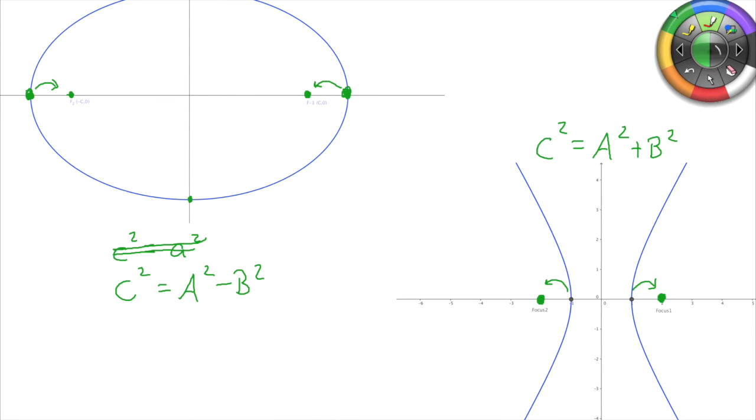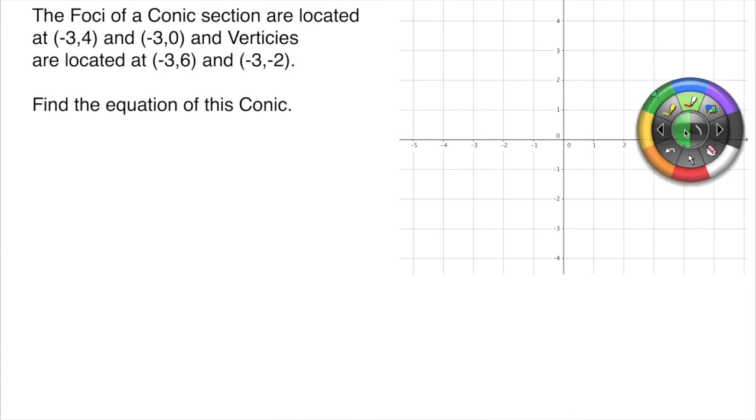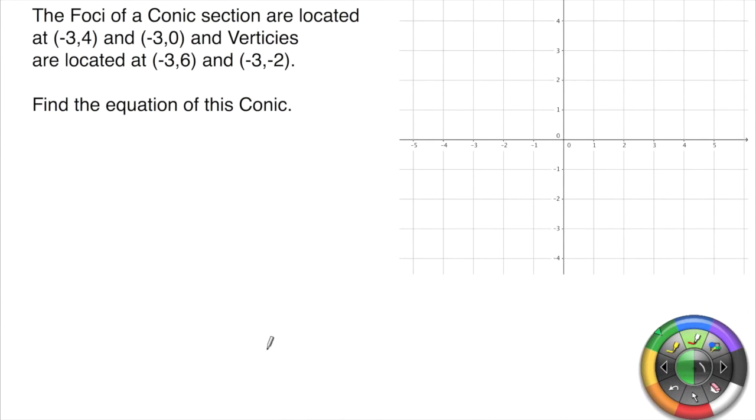All right, so let's look at a couple of examples. Here's one of them, and I always do a picture so I can be guaranteed in my head that I'm talking about the right conic section. So here I have the foci of a conic section located at (-3, 4) and (-3, 0), and vertices located at (-3, 6) and (-3, -2). And I want to find the equation of this conic.